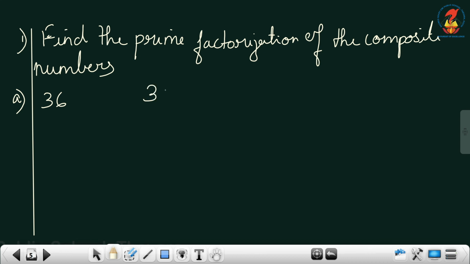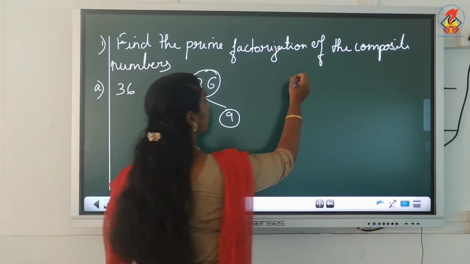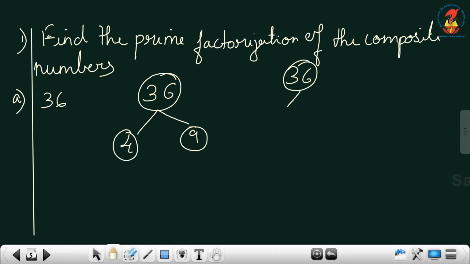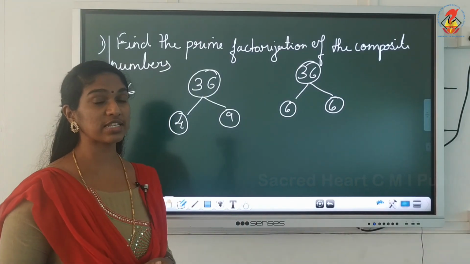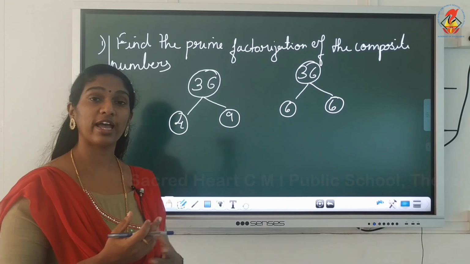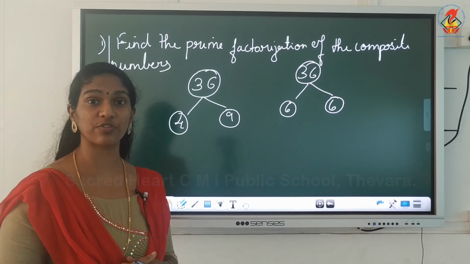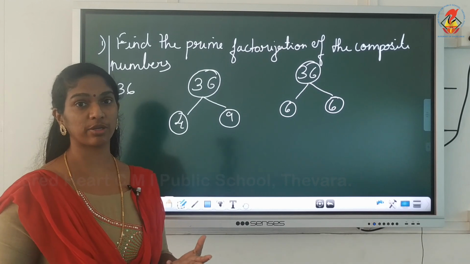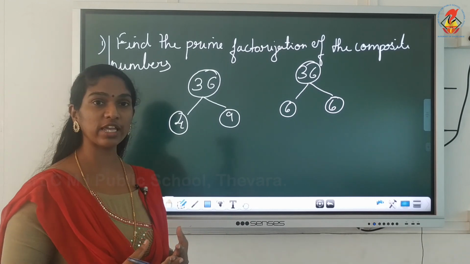See children, 36 I can split into different ways. I can either write it as 4 into 9. 4 into 9 is 36, right? I can also write 36 as 6 into 6. That is also 36. I can also write 36 as 2 into 18. Right? That is 36. I can write 36 as 3 into 12. However I want, I can break it up. Okay, that's according to my wish.